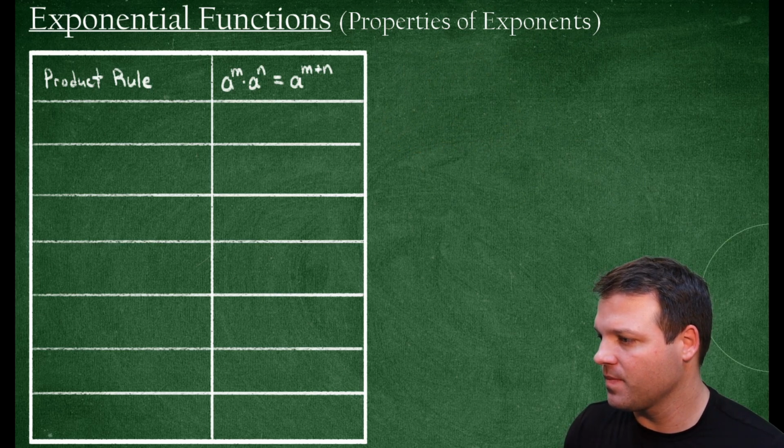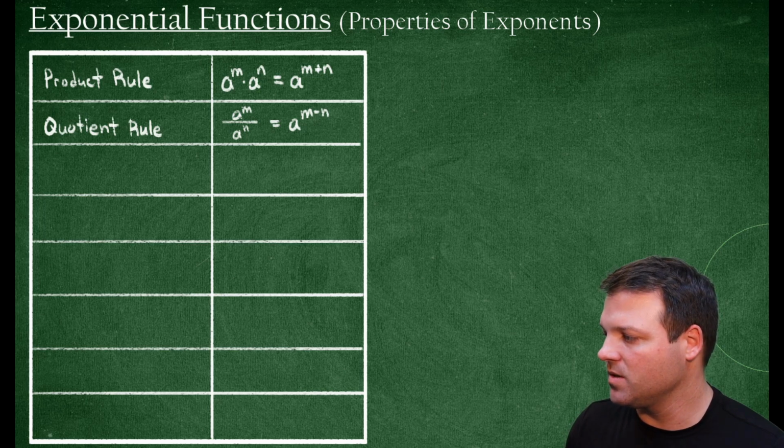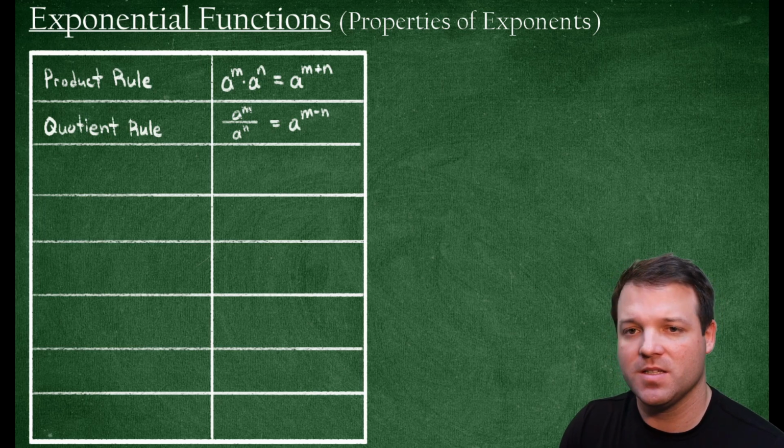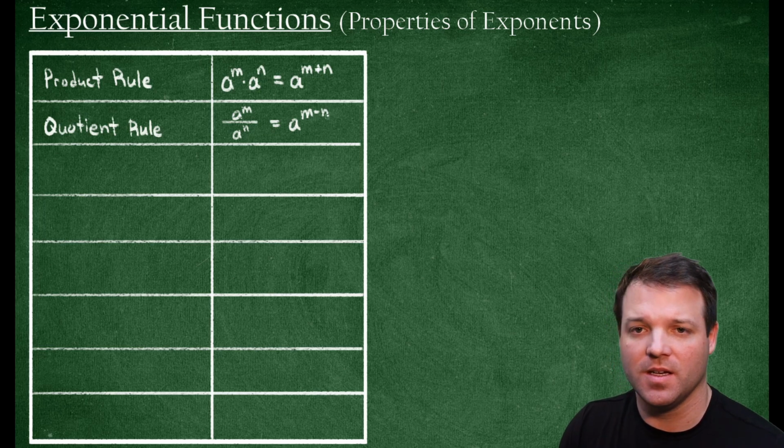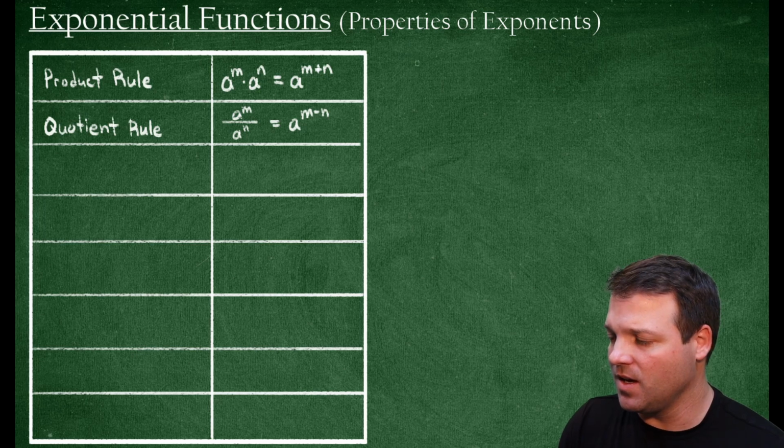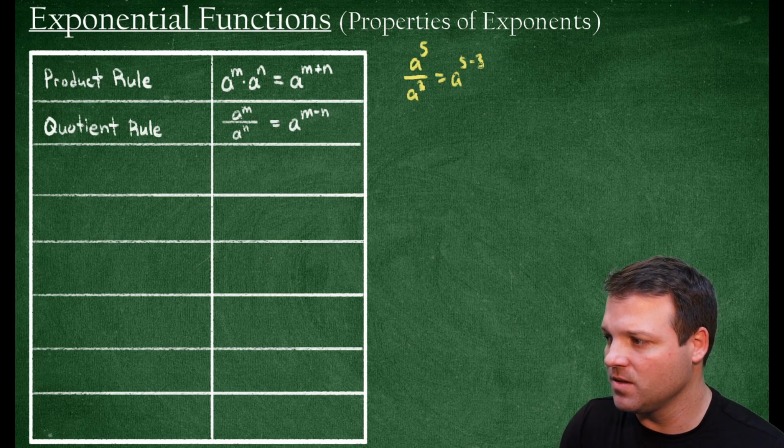Next one is called the quotient rule. The quotient rule says that if I have a to the power of m divided by a to the n, then that is equivalent to a to the m minus n. Let's see why it's correct. If I have, let's say, a to the fifth divided by a cubed, then this should be equivalent to a to the 5 minus 3, that's a 3, which is equal to a squared.